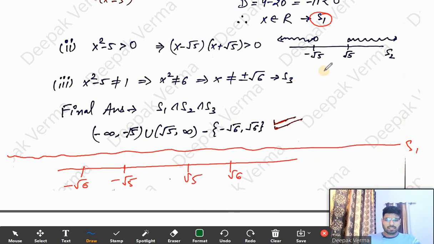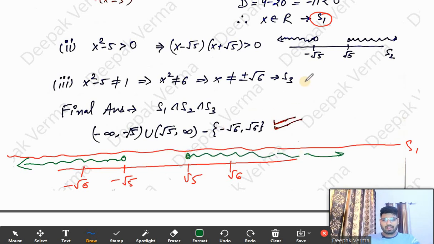Got it? S2 is what? Less than minus root 5 and greater than root 5. Got it? And S3, x should not equal plus minus root 6. Means we cannot have this value. We can put a hollow circle here. Got it? This will be S3.